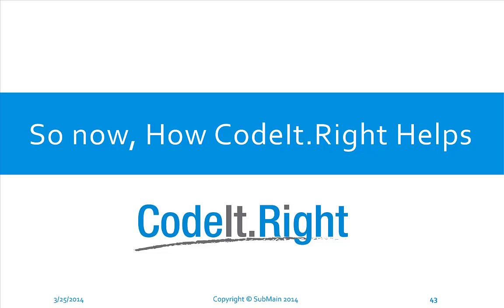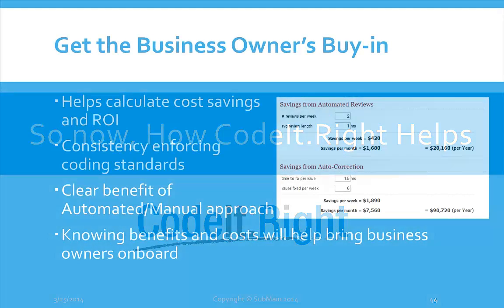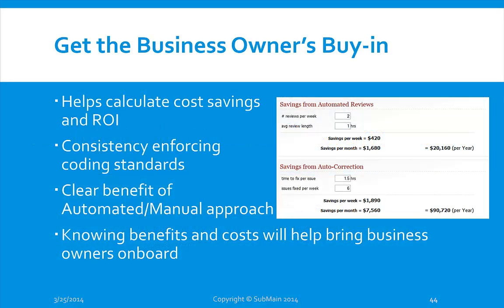Here's how CodeIt.Right will help you do those things. The first one is we need to talk about the business owner's buy-in. And I've found in the past that if you're going to get them to buy in, you need to give them dollars. And so you can actually calculate on a SubMain website the actual costs of doing these things manually as compared to using it with CodeIt.Right.